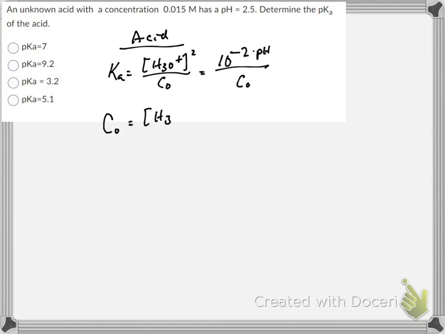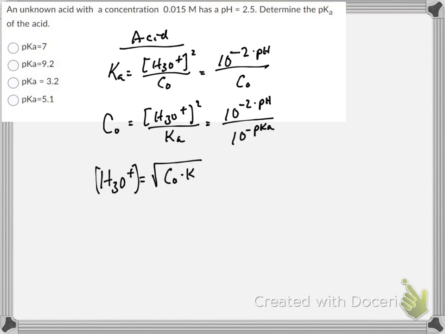We also can solve for C0. C0 here is almost the same thing, 10 to the minus 2 pH, but divided by Ka, or 10 to the minus pKa. So these are really useful equations to have because we're often given pH, we're often given pKa. The third equation is to rearrange this for hydronium ion, and we get the square root of C0 times Ka, which we can rearrange to 10. So these are equations you want to make sure you have available for weak acids.